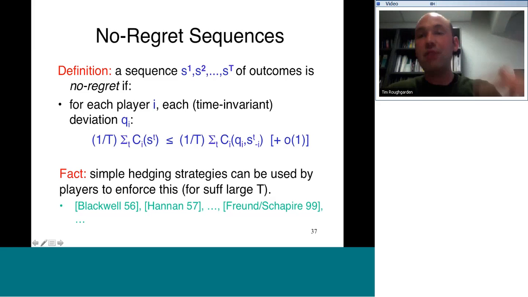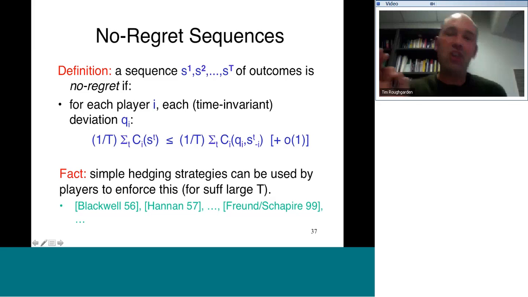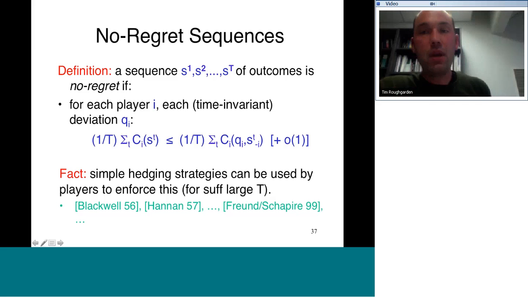And even better, very simple reinforcement learning style algorithms will guarantee this condition for a player. So strategies going back to Blackwell and Hannan, and from the computer science side, one well-known example would be Freund-Schapire or Littlestone-Warmuth. They have things like multiplicative weights, hedge, and perceptron.